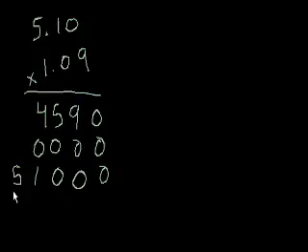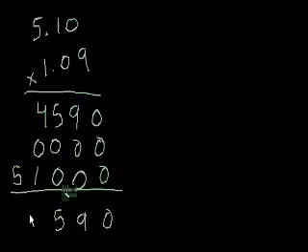And now we add it all. You get 0, 9, 5, 5, 5. And like we did before, we just count the decimals. 1, 2, 3, 4. So the decimal will go here. Right? So we got 5.5590 as the answer.